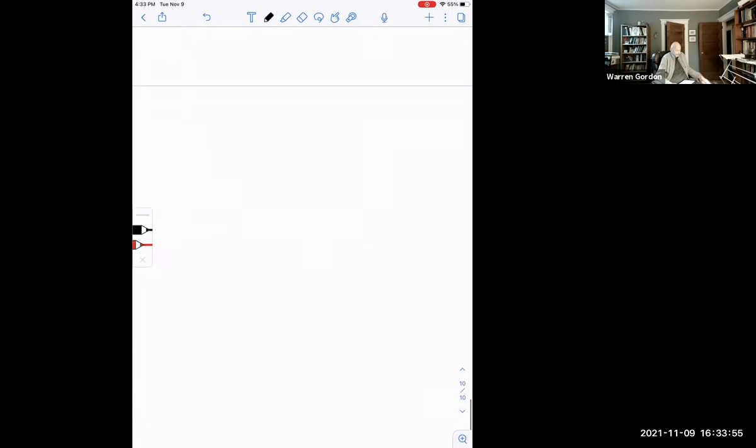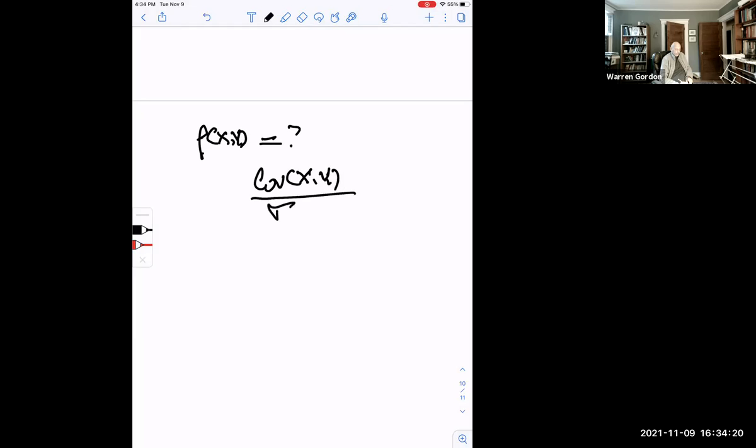Here's an example from the text. So now, let me illustrate. So how do we actually find rho of xy? Well, remember what rho of xy is. Rho of xy is the covariance of x and y over sigma sub x, sigma sub y. So these come from the variances.